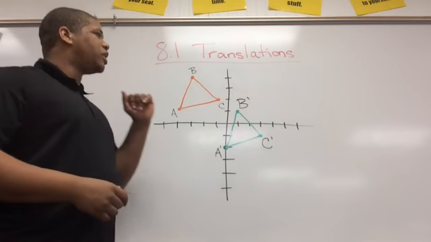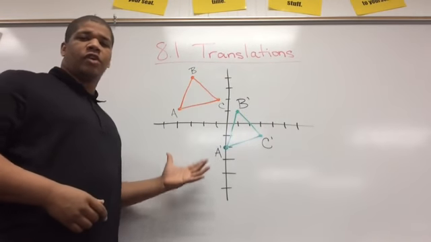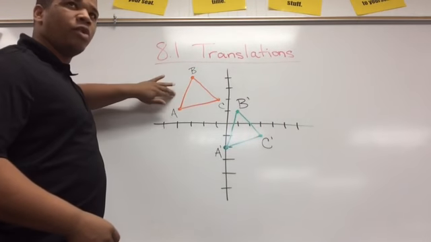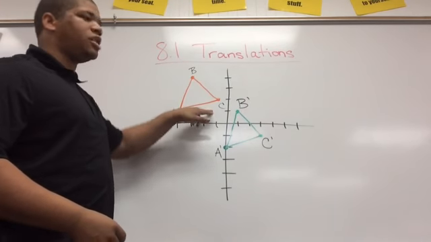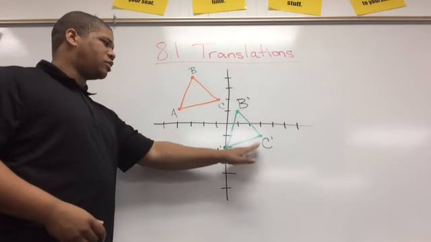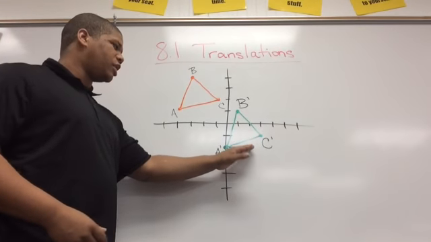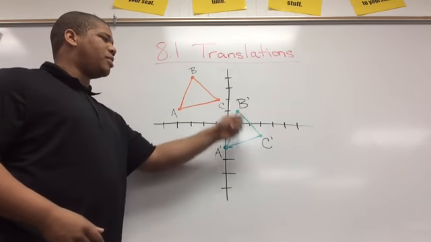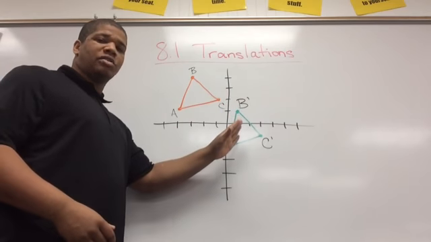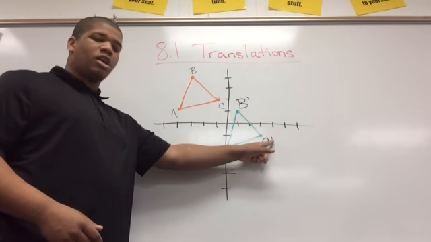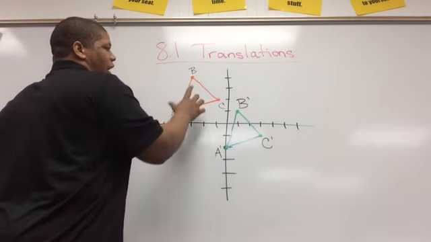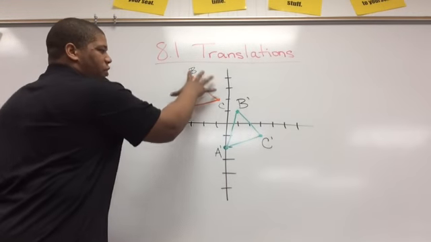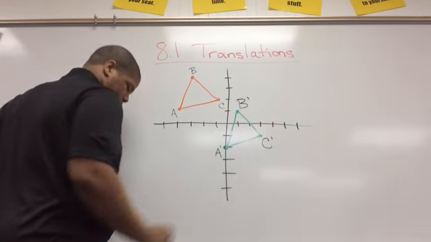As I just said, we're going to look at a translation on a graph. So I have my original figure here in orange, which is triangle ABC, and I have my translated figure, which is in green, which is triangle A prime, B prime, C prime, which I know is my new figure because of these marks right above the letters, which means prime. And so I need to figure out what is my translation from here to here.